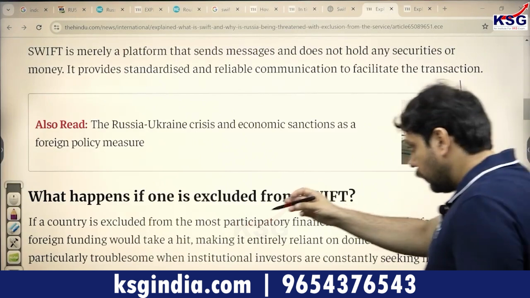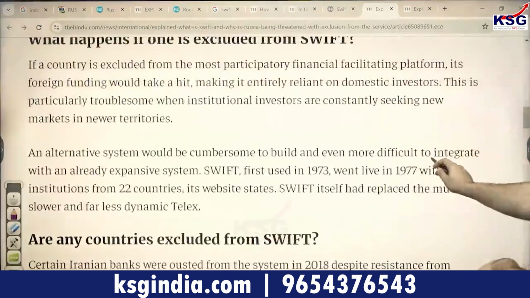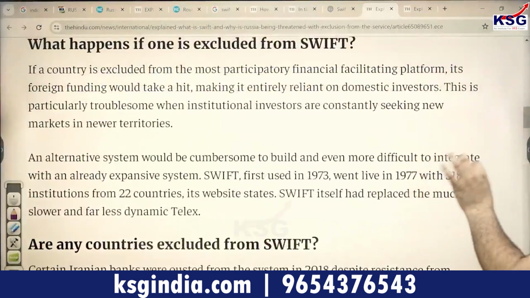Okay, next, if you take a look at the paragraph here, what happens if one is excluded from SWIFT? If a country is excluded from the most participatory financial facilitating platform, its foreign funding would take a hit, making it entirely reliant upon domestic investors. This is particularly troublesome when institutional investors are constantly seeking new markets and newer territories. An alternative system would be cumbersome to build and even more difficult to integrate with an already expansive system.